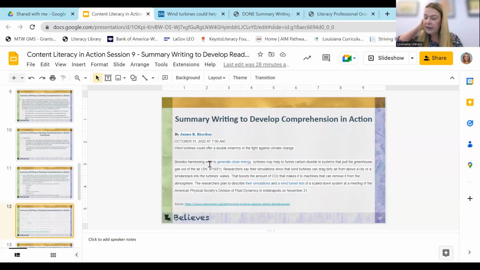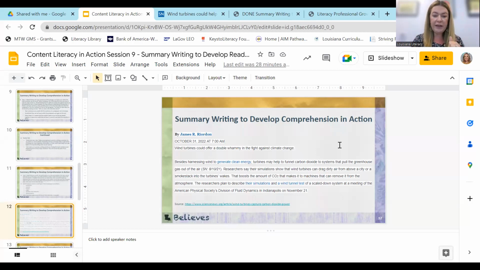All right, so here's our passage today, guys. We're talking about wind turbines could offer a double whammy in the fight against climate change. And I'm looking for our topic sentence. I'm looking for the sentence that I know is the topic of the whole paragraph. It's telling us what the paragraph's mainly about, mostly about. And so let's go ahead and start reading.